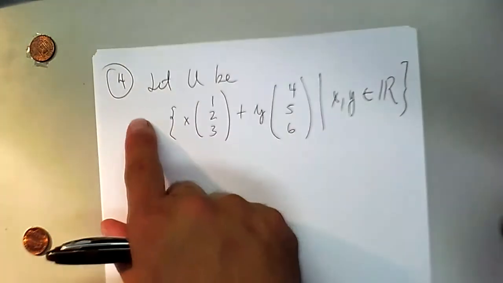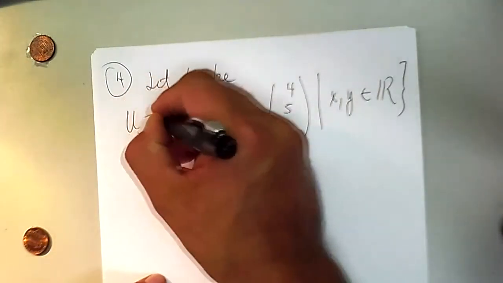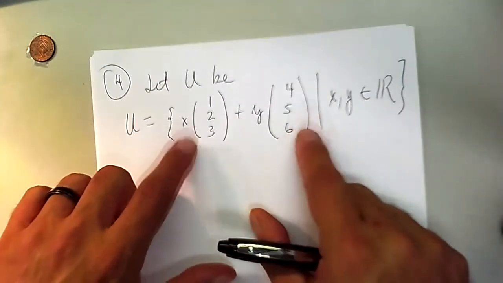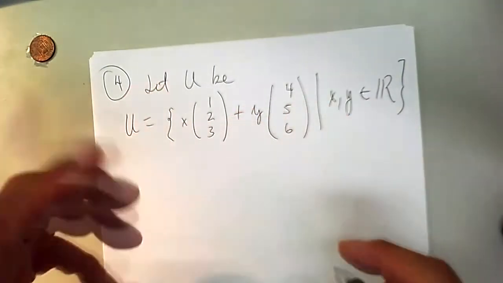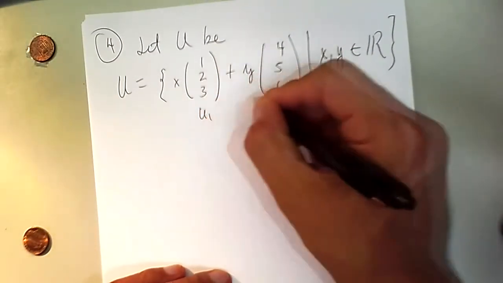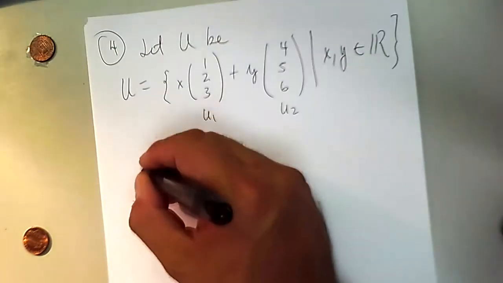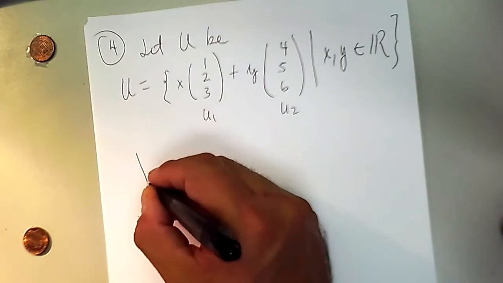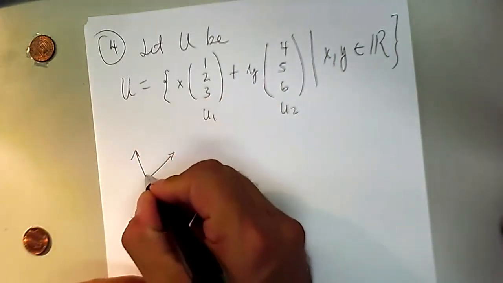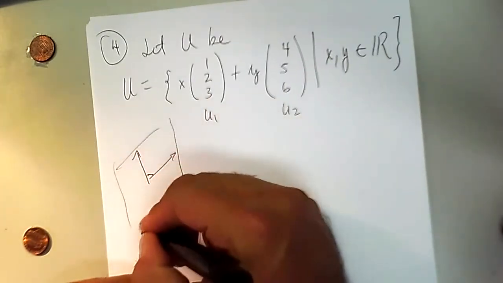Okay, so this is U. U is a set, and that is a plane. That creates a plane. We have two generators, two dimensions. So this vector, let's call it U1, and this is U2. Okay, so they are somewhere in this space there. And they're not necessarily at a 90 degree angle. So who knows what angle they are, but they form a plane that goes through them.